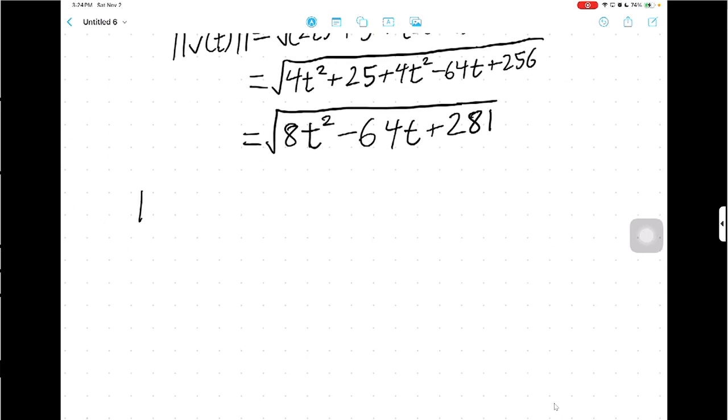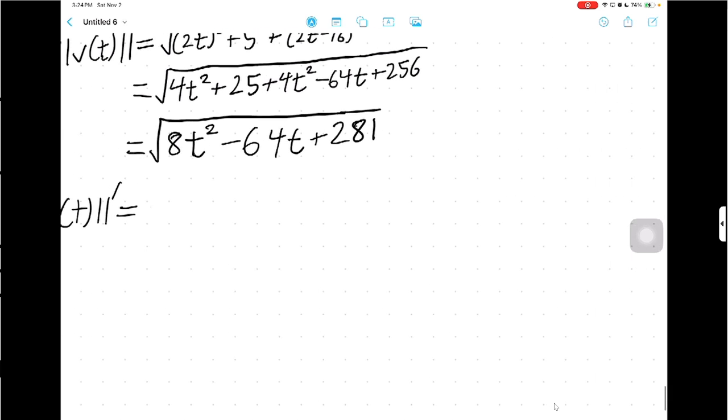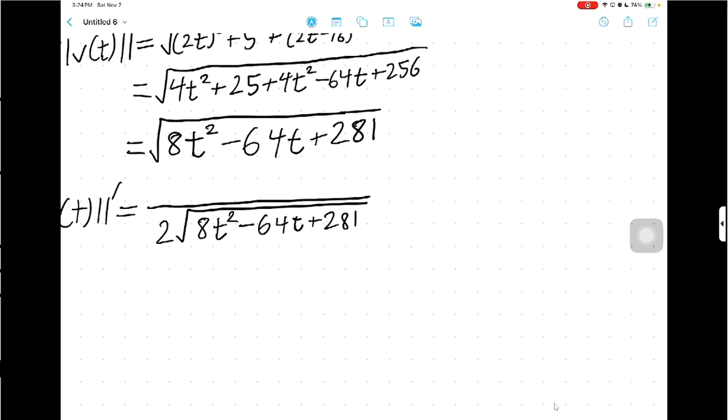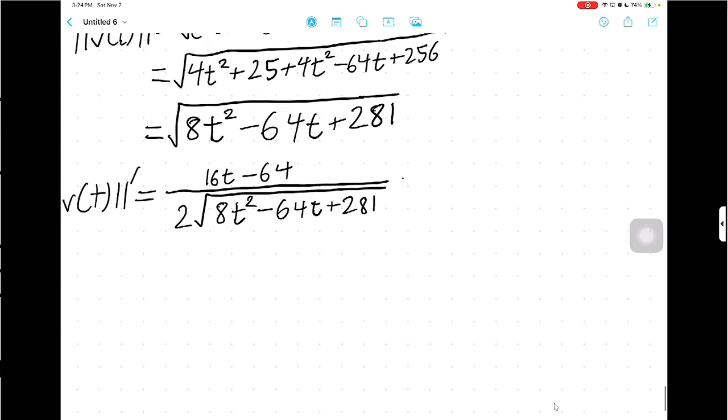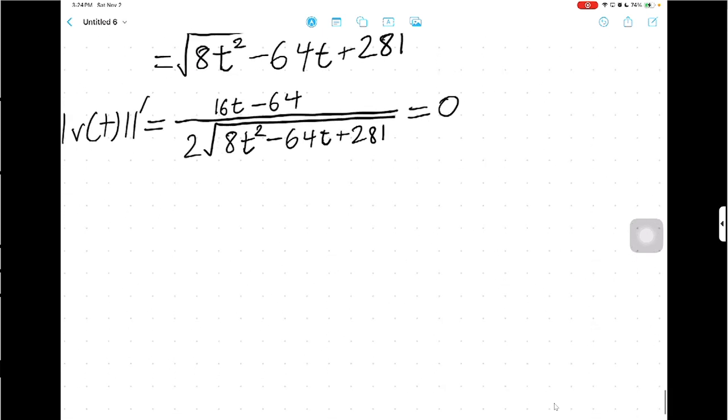So we're just going to do the derivative of this thing, which means we're going to have 1 over 2 root of this guy, 64t times the derivative of the inside, which is going to become 16t minus 64. And then we're going to set this equal to 0.